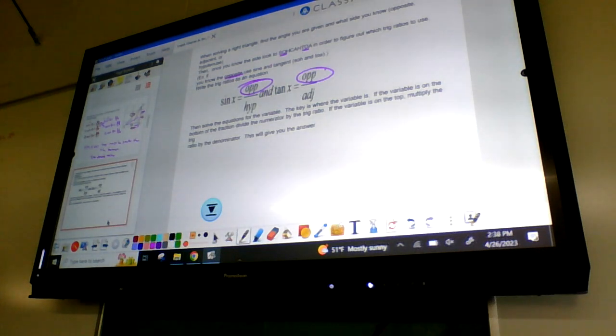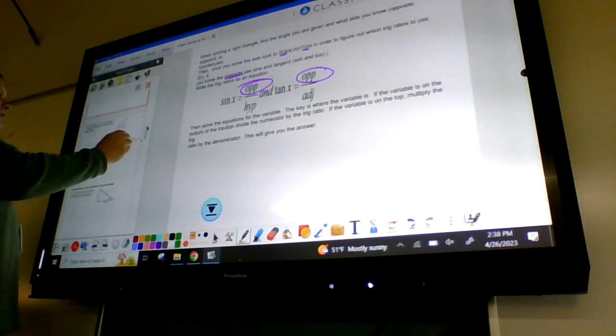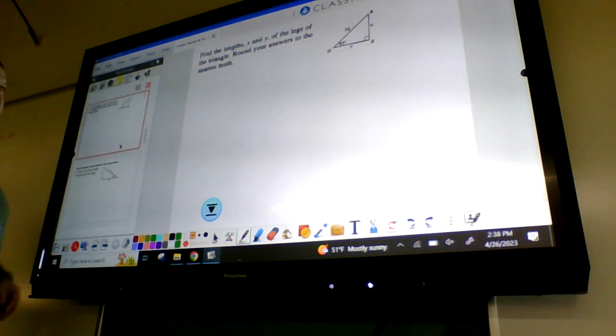If the variable's on the bottom of the fraction, divide the numerator by the trig ratio. If the variable's on top, multiply the trig ratio by the denominator, and that will give you the answer. Now that sounds really complicated. It's really not as bad as it sounds.